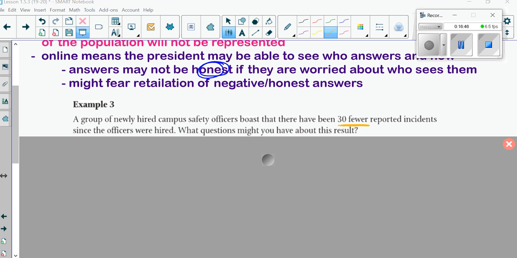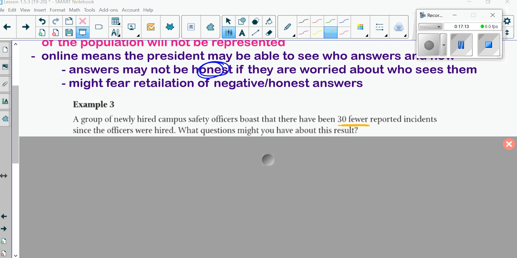Okay, so again, when you read something like this where it says that they're boasting that they have 30 fewer reported incidences since the officers were hired, you don't want to read it and think that it's inaccurate, that they're reporting something that's not true. Like maybe there's only 10, but they said 30 and they're exaggerating. That's not really the direction that you want to go when you question statistics, but you want to go in a direction where you question that 30.